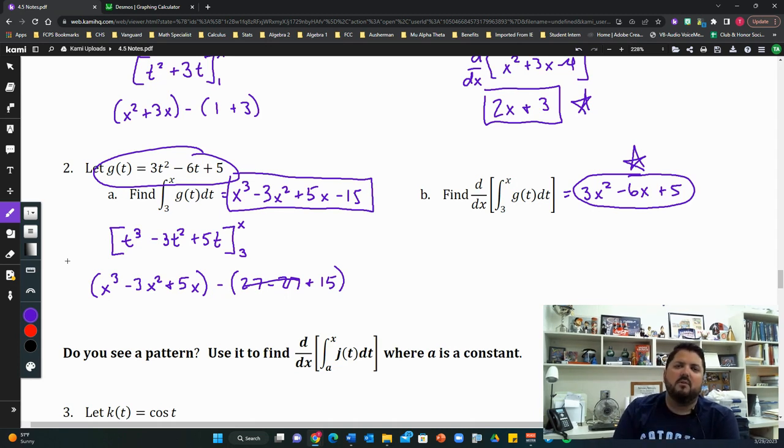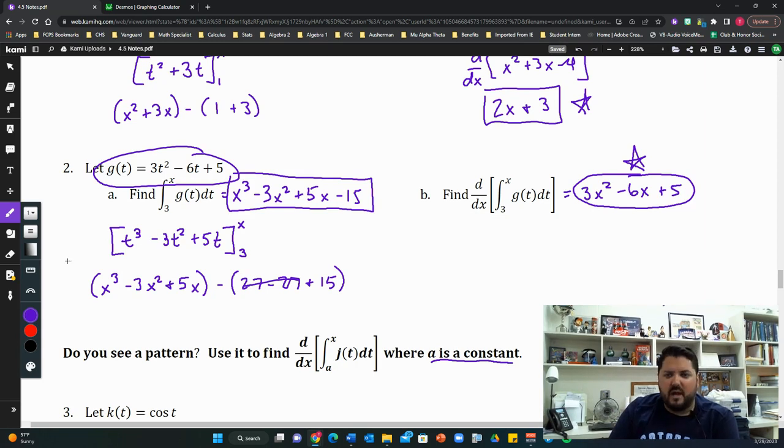And when I do my fundamental theorem, I'm going to stick x's into all those things. But then when I take the derivative of those, they're going to turn right back into what they started with, but now they will all be functions of x. The a part, when I plug that into the antiderivative, I just get a number because a is a constant. And when I take the derivative of that number, it always turns into 0. So it's just going to disappear.